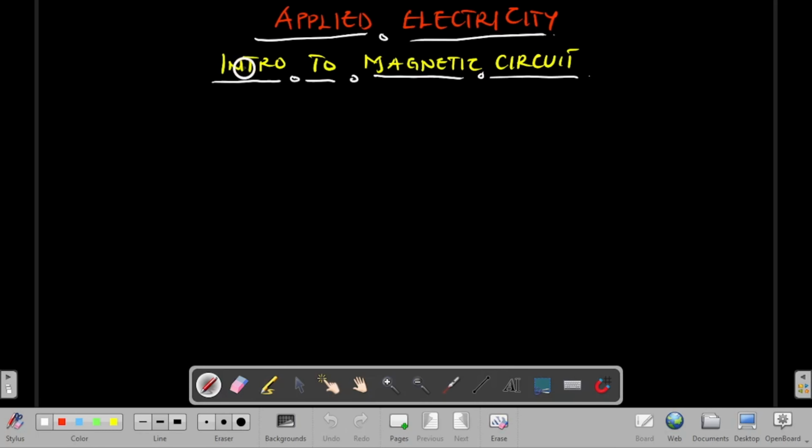In this lesson, I'll be taking you through Intro to Magnetic Circuits, which is a topic under Applied Electricity. In our previous lessons, we've gone through the three-phase system, gone through the AC as well as the DC circuit. So we move to the magnetic circuit.